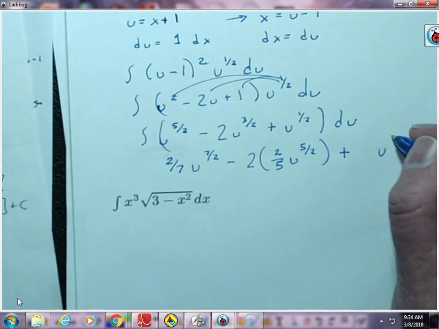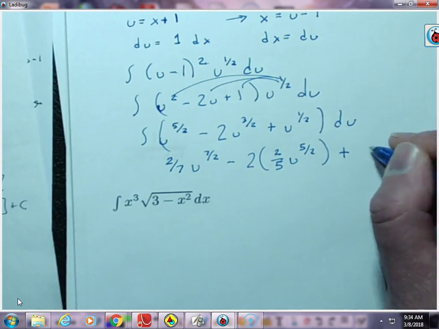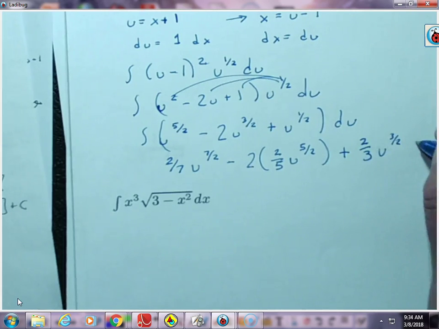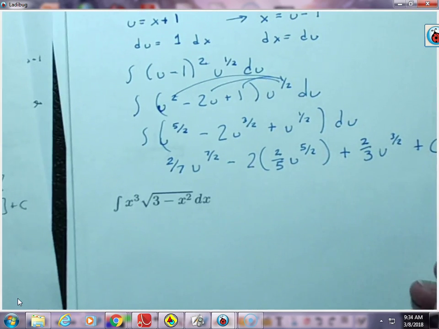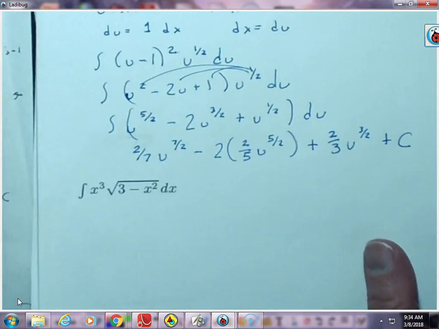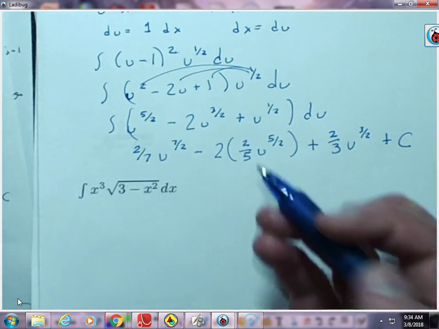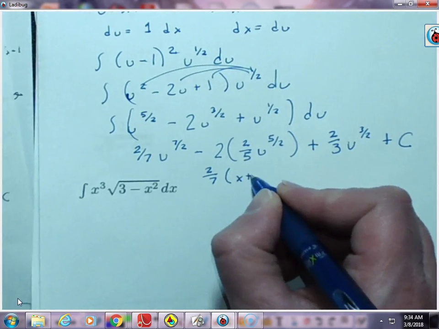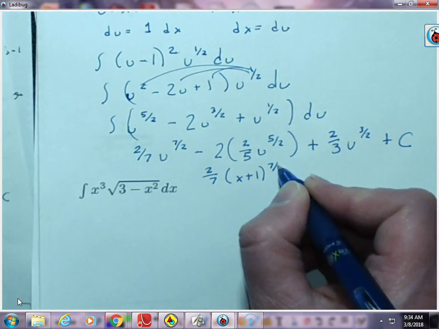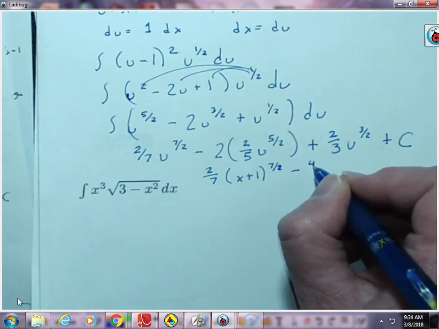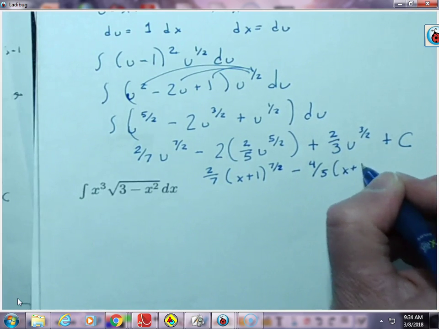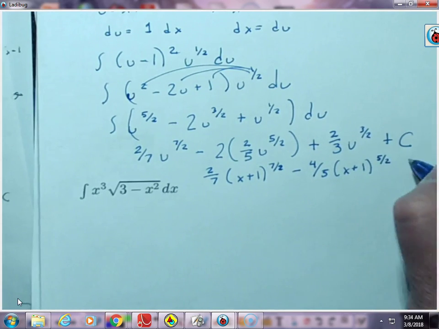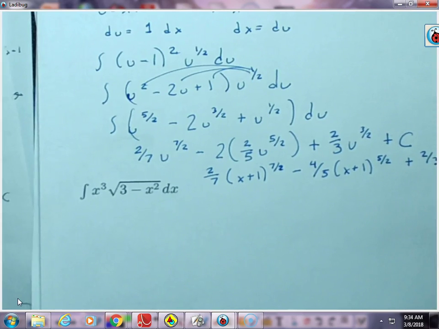All right, so add 1 to the exponent. Reciprocal. Okay, now in the last step, all I have to do is substitute in for u, and I will go ahead at the same time and simplify all that. So this would be 2/7, put in your u as x plus 1. And now I can satisfy David and put 4/5, x plus 1 to the 5 halves, plus 2/3. Yep.